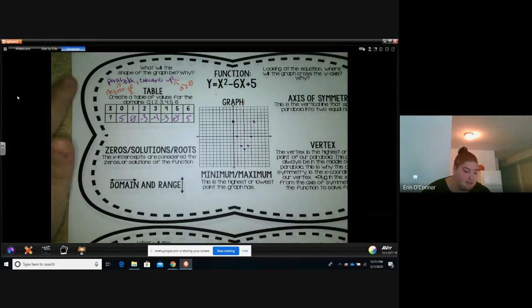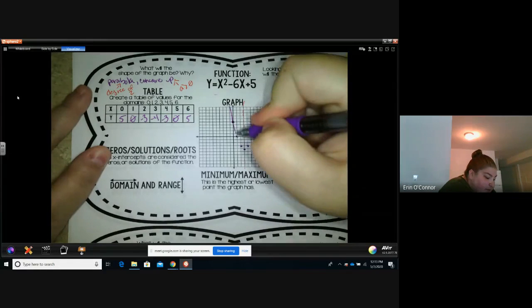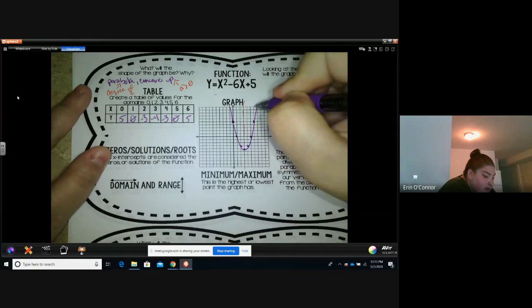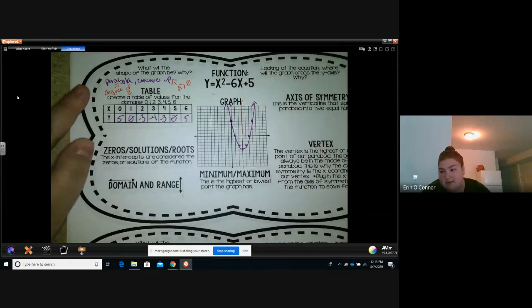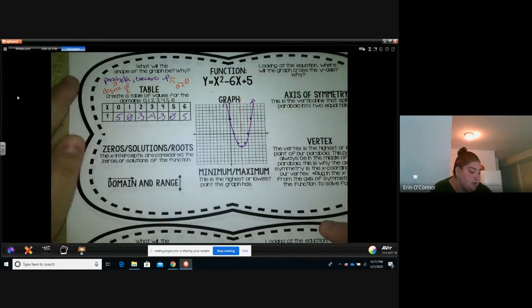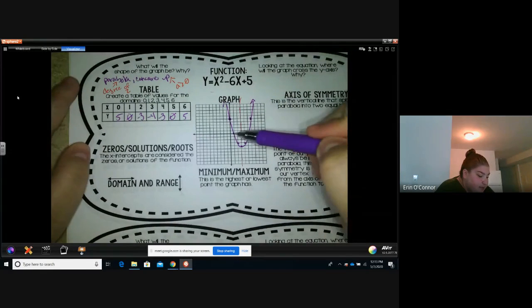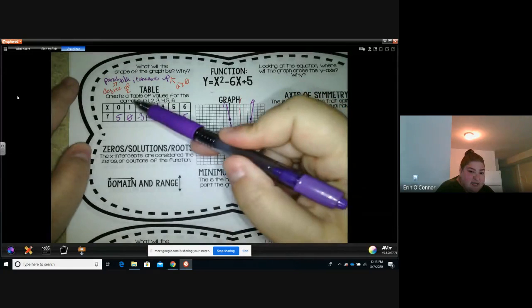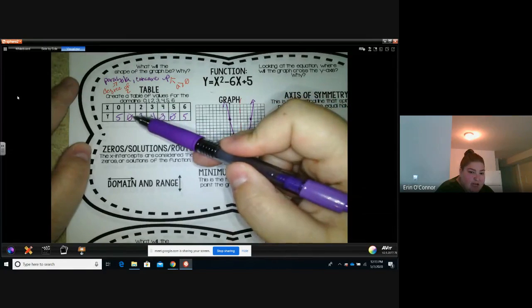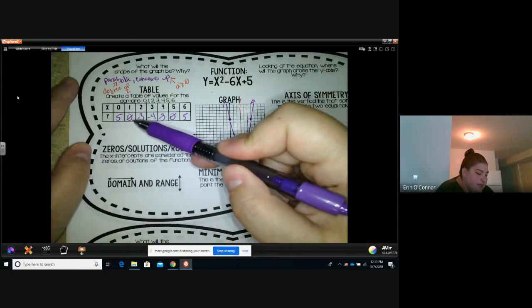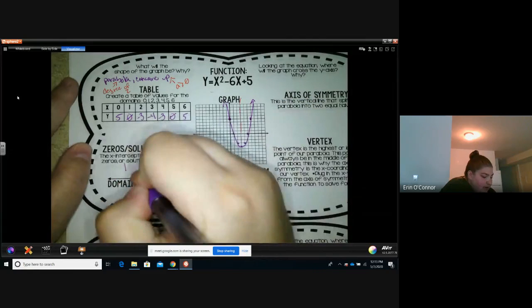That is my axis of symmetry. Make sure you draw your line through your points. All right, so we did our table. The next thing, the 0 solutions, roots. These are the x-intercepts. They're right here. It's at 1 and 5, and you can also see that on the graph because it's when y, or in the table, sorry, it's when y is 0, at 1 and 5.